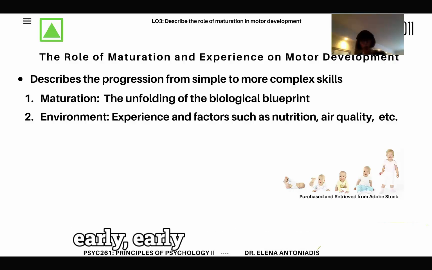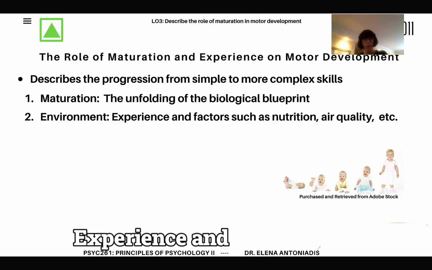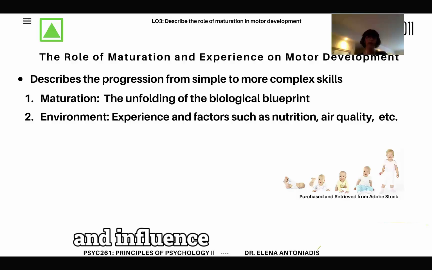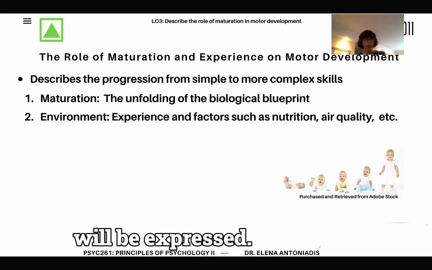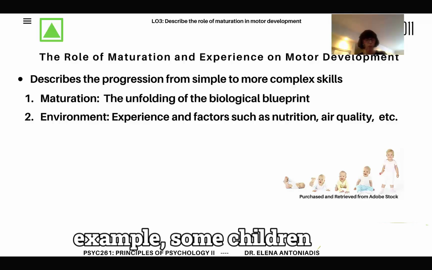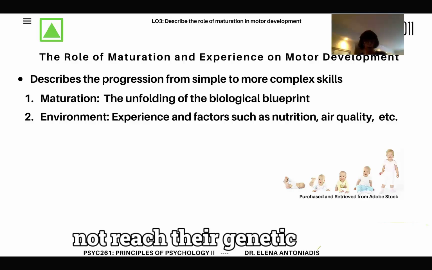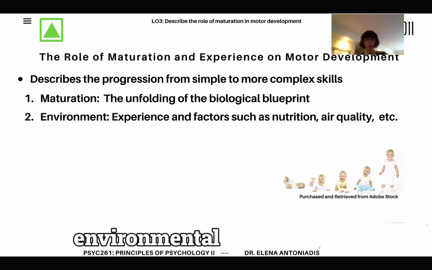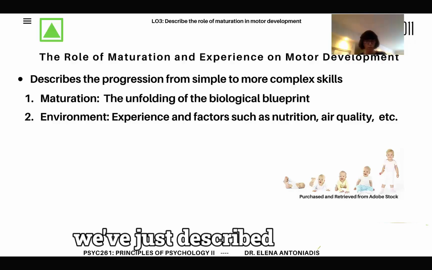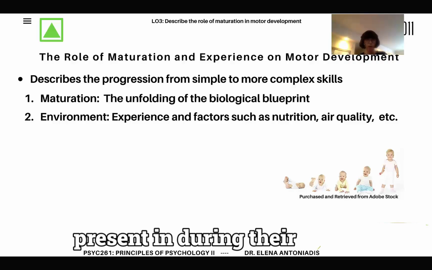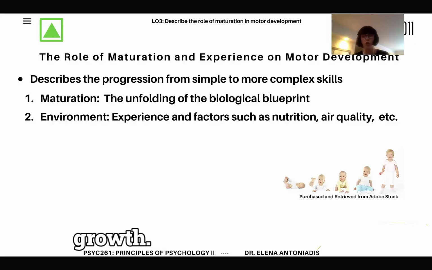Experience and factors such as nutrition, relatively good air quality, the opportunity to engage in physical activity, those variables also factor in and influence whether a child's genetic potential will be expressed. So, for example, some children do not reach their genetic potential unless those environmental factors that we've just described are present during their growth.